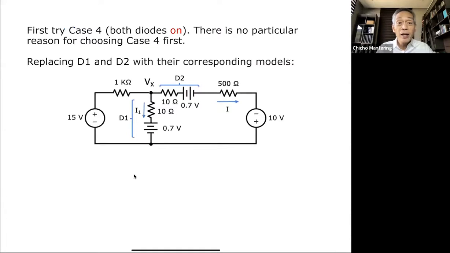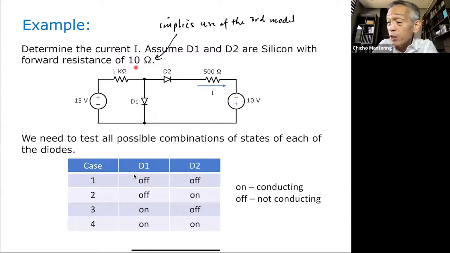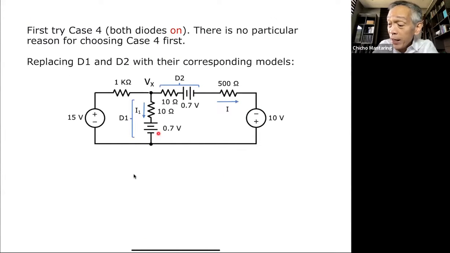So I'm going to use the first method. I assume that both are on, so that means I have to use the first method. I replace both diodes with their corresponding model. So what's my model for the diode in the third approximation, or the third diode model? It's a constant voltage drop in series with a resistance. And that resistance is specified here, 10 ohms. So this is now my equivalent circuit for D1, and this is now my equivalent circuit for D2.